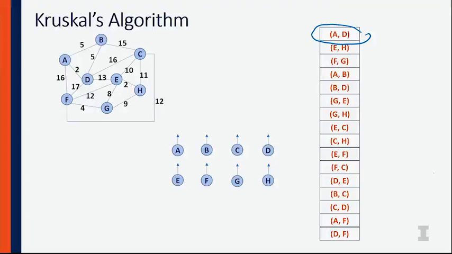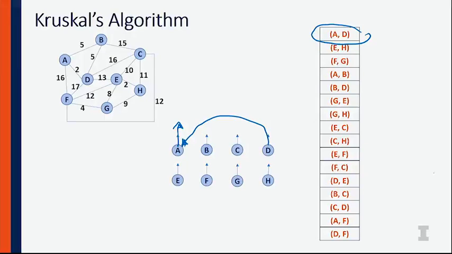If they are, we do nothing. If they're not in the same set, we union those sets together. So because A and D are right now in disjoint sets, A and D are going to become unioned together so that we have both A and D in the same disjoint set.